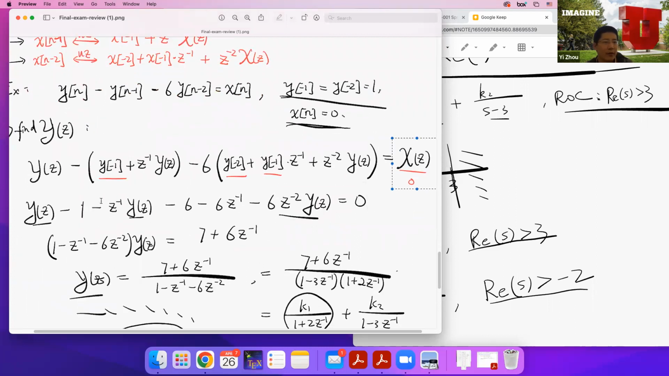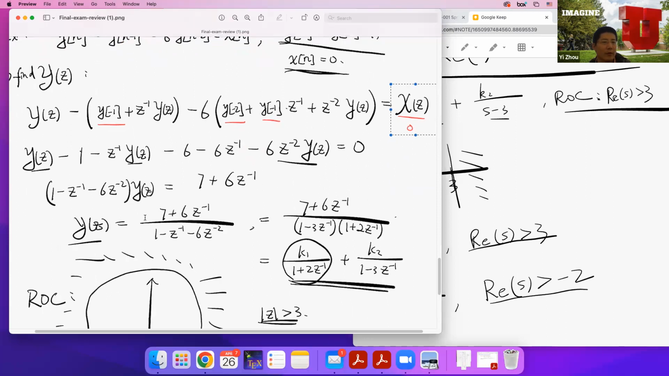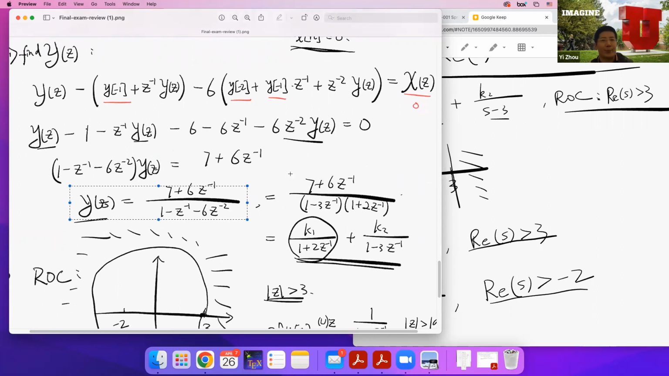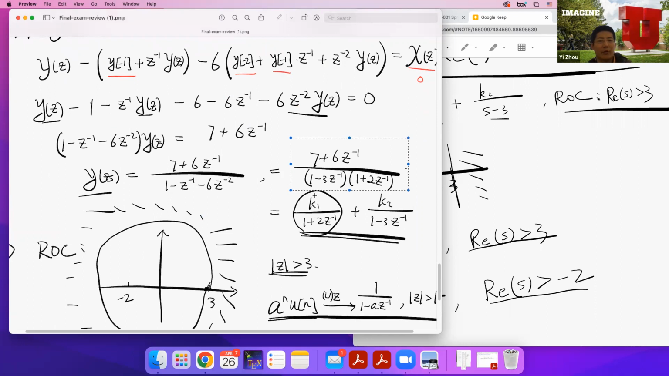Now you plug in all these initial conditions, we get this equation, and then you can solve for Y(z). Okay, solve for Y(z). In the end, Y(z) is given as this one. And you can factorize the denominator into these 2 factors. And then you do a standard partial fraction expansion, you get these 2 fractions. Okay, so this is the unilateral Z transform for this system.